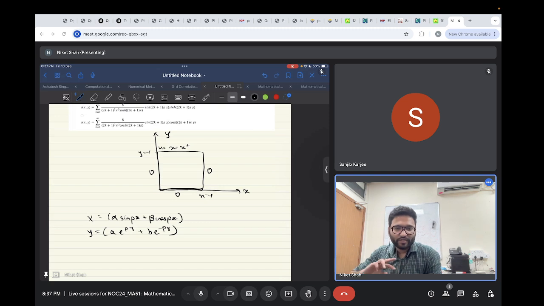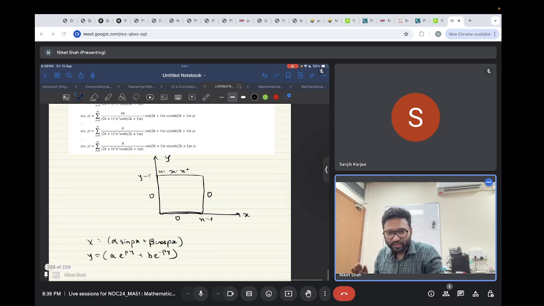The second one is we'll swap the functions between x and y. So x will have alpha e raised to power py plus beta e raised to power minus py, and y will have a sine px plus b cos px. So, swapping the function. And the third kind of solution is that p will be 0, so it will be just a straight line in x and y both. But that we know will not work in this case because a straight line will have some slope and keep on going in one direction. So if you're starting with 0 at one end, it can't stay 0 at the second end.